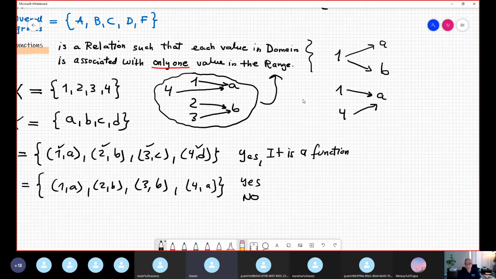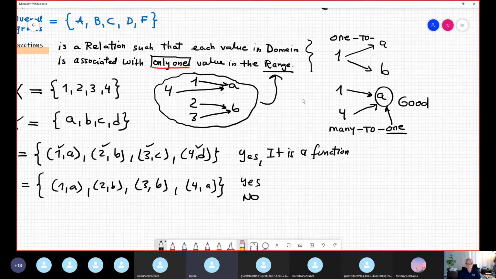So this is many-to-one. It's okay. Why is it okay? Because the definition says only one, but only one where? In the range. So in this part, only one. Good, satisfied. No problem. This is yes. However, one-to-many is no good.